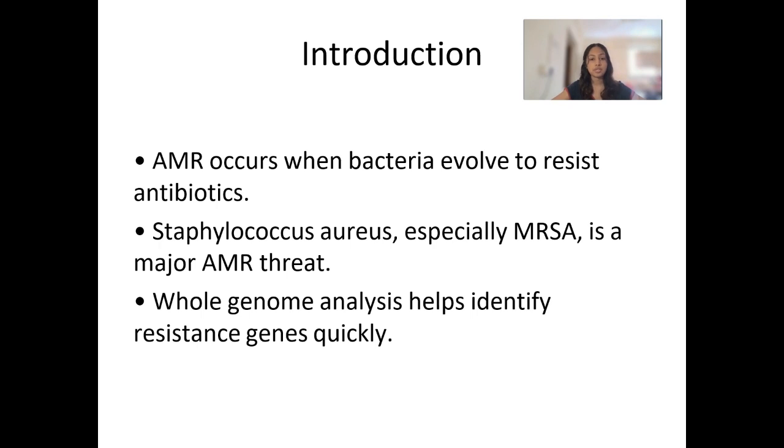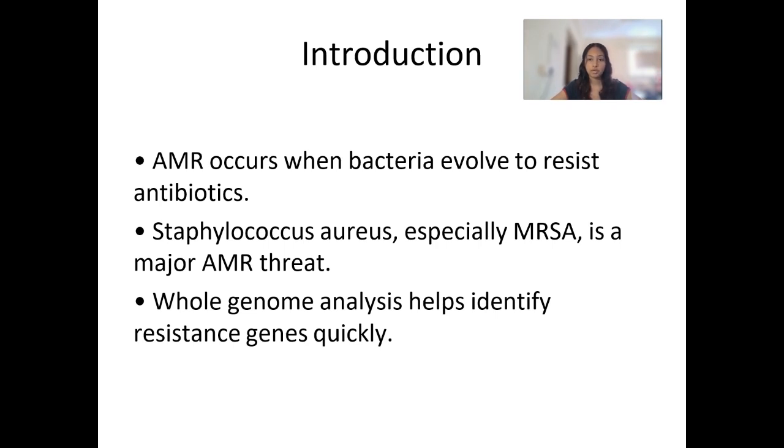Introduction. AMR refers to the ability of bacteria to resist the effects of antibiotics. This makes infections more dangerous and treatments less effective. One of the most problematic pathogens is Staphylococcus aureus. Normally, this bacterium can be treated with beta-lactam antibiotics like penicillin. But in the case of MRSA, the bacteria acquire genes such as mecA, which alter penicillin-binding proteins and make the drugs useless. MRSA infections are a major issue in hospitals, leading to longer hospital stays, higher treatment costs, and sometimes death.